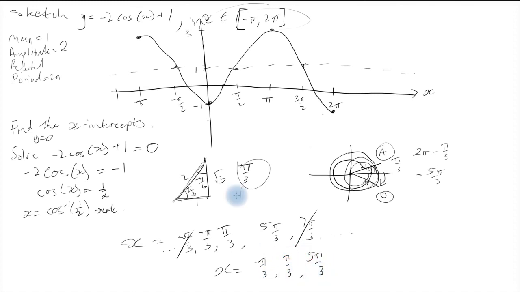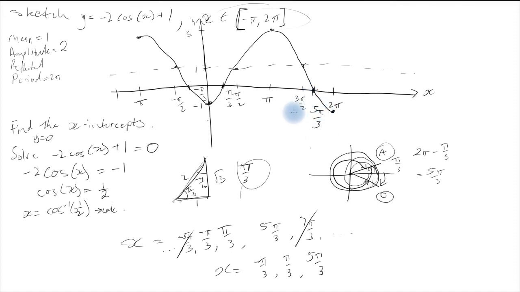You can see those 3 points on our graph, so we can now mark them in. This one here must be minus pi on 3. This one here must be pi on 3. And this point here must be our 5 pi on 3.